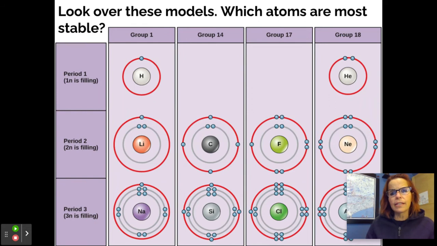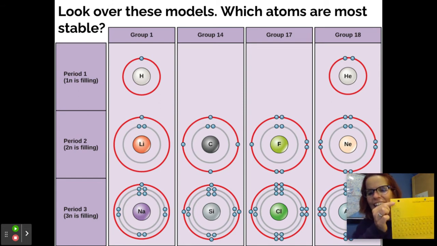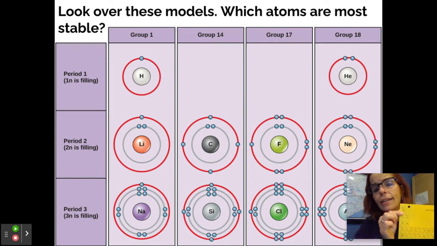So let's take a look at these diagrams. We are just showing a few of the elements on the periodic table, not all of them. Take a look at hydrogen. Hydrogen on your periodic table, it's always good to have this handy, has a 1 as its atomic number.